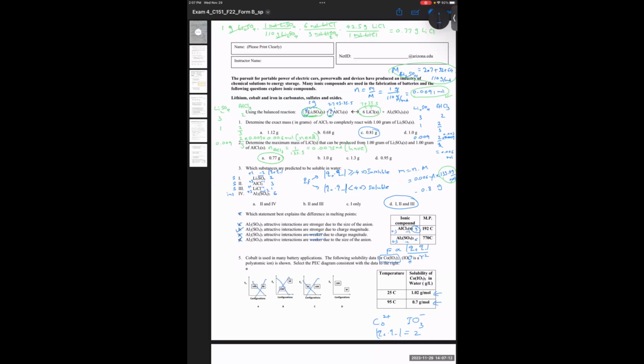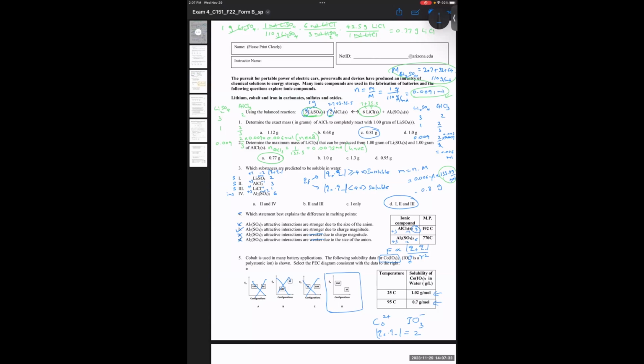Oh my goodness. Okay, that's it. That's all we had to do there. And that leaves us with this. And also, because we predict it to be soluble, it makes sense that the mixed state has a higher number of configurations. Usually, if they're soluble, they have a higher number of configurations.